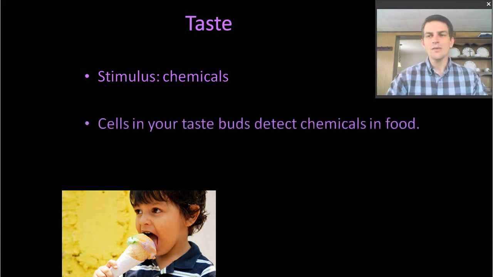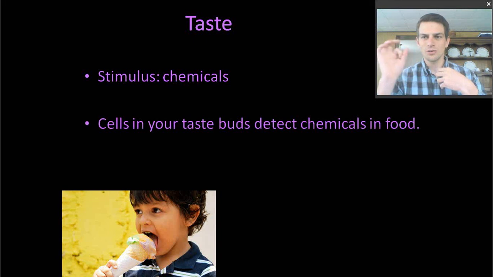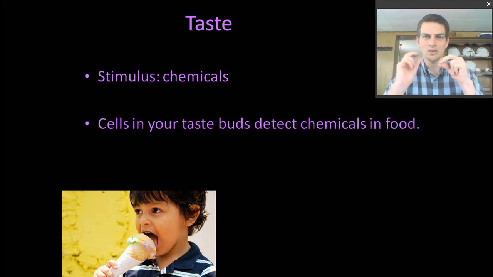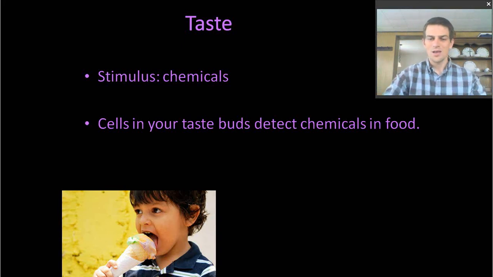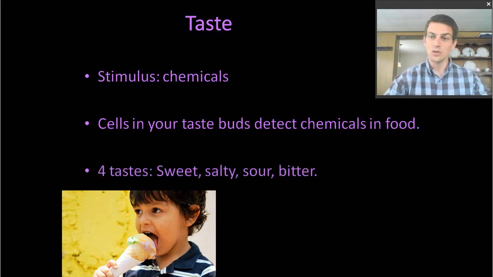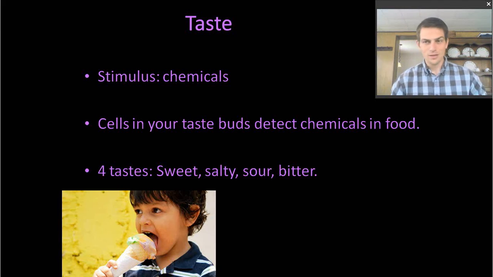So you have all these little taste buds on your tongue, these little buds and little dots, and they have about 100 cells that sense different chemicals in your food. And what's fun about the tongue and the sense of taste is that different regions of your tongue taste different tastes. So you'll have 4 primary tastes that all tastes are made of. You have sweet, salty, sour, and bitter. And the different areas of your tongue will indicate the different tastes.